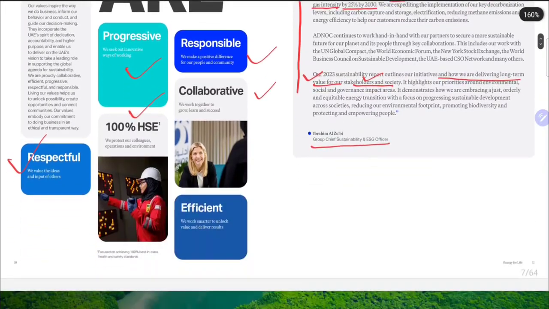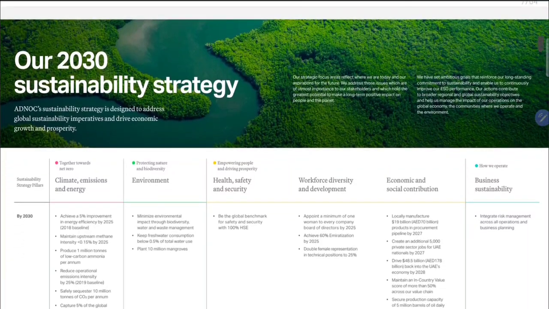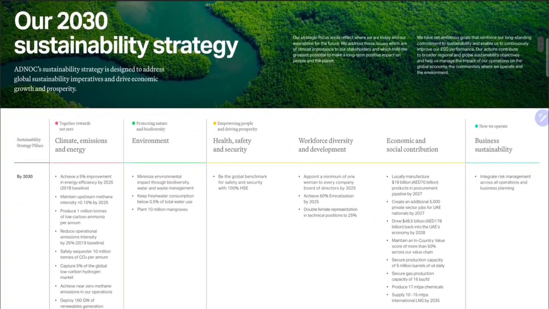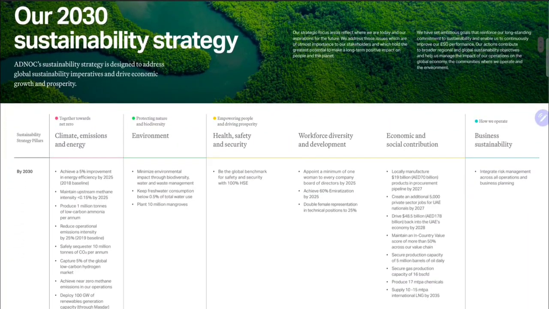Okay, so this is the leadership statement from the company. Then what is the company's 2030 sustainability strategy? The detail is available here.